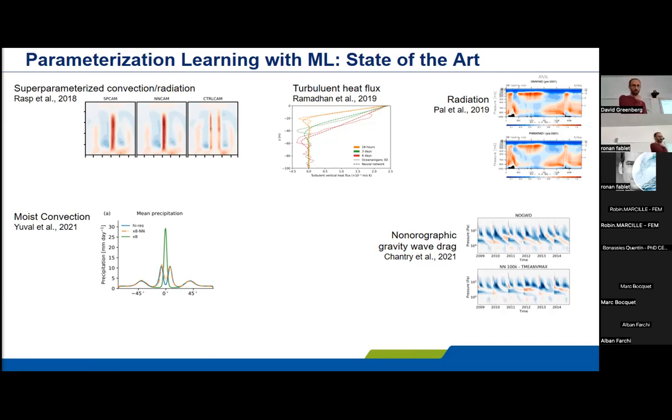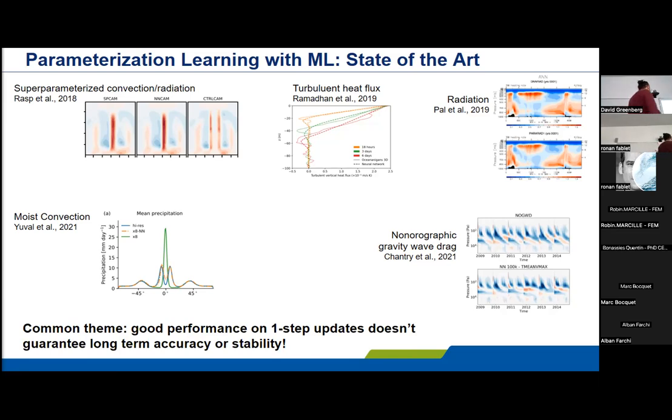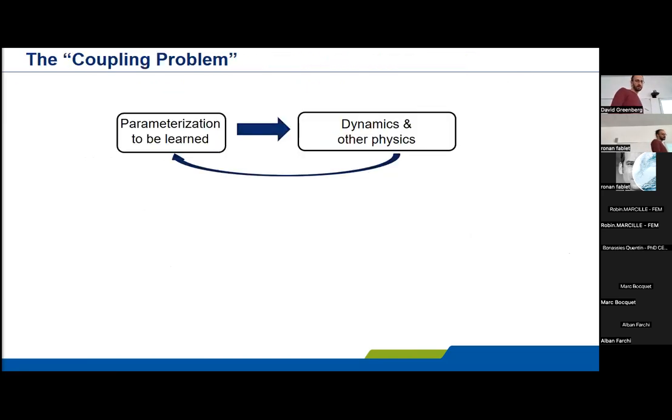But a common theme that you'll get is that the results might look pretty good when they ask how well does the emulator predict the next time step given the current one, while trying to learn some specific physical process in this big model. But being able to predict the next time step well doesn't mean that you're going to be accurate or even numerically stable when you couple your machine learning model to the rest of the Earth system simulation. And this is what I like to call a coupling problem.